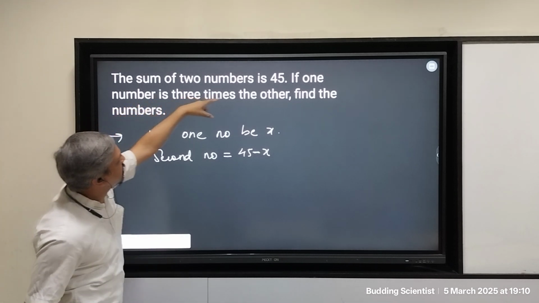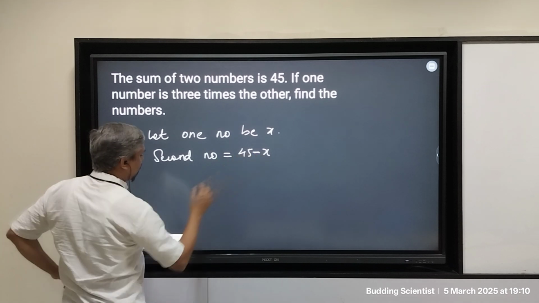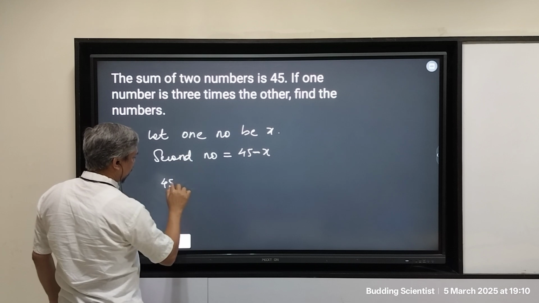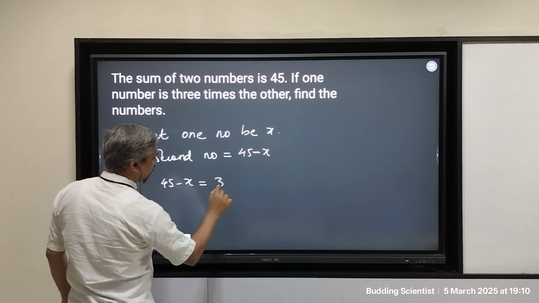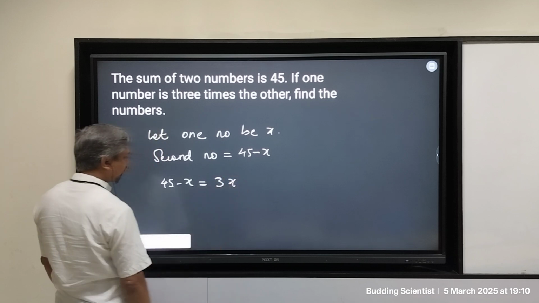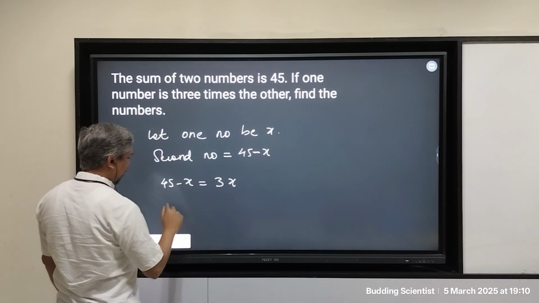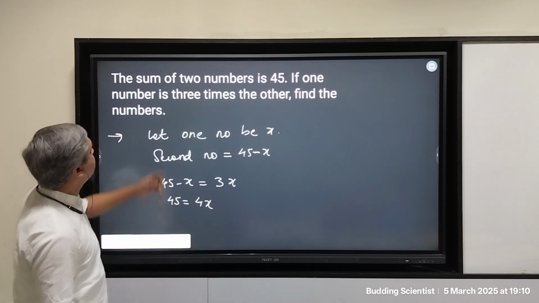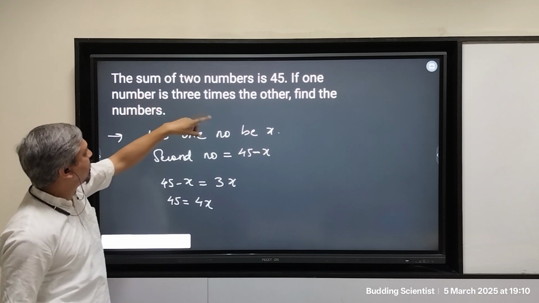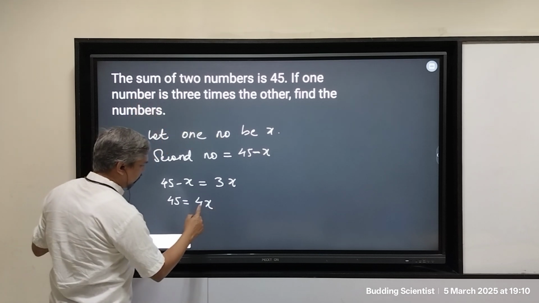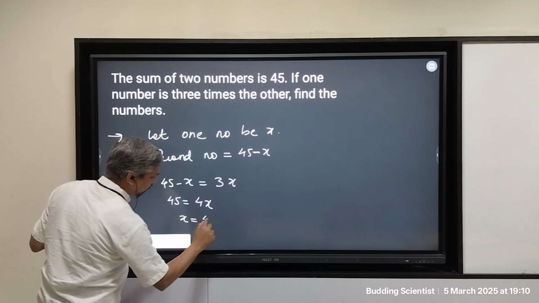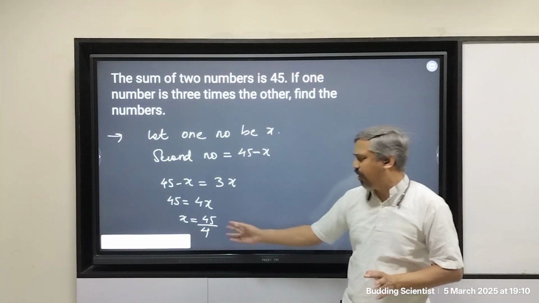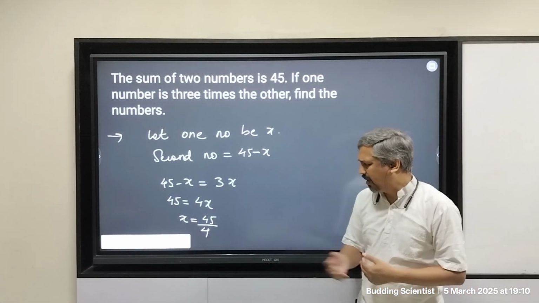If one number is 3 times the other number, so let's say this number 45 minus x is equal to 3 times the first number. The x will go this side. 45 is equal to 4x. So x is equal to 45 upon 4. The answer will not be in natural numbers. It will not be whole numbers. It will be in decimals. It is fine. 11.25.